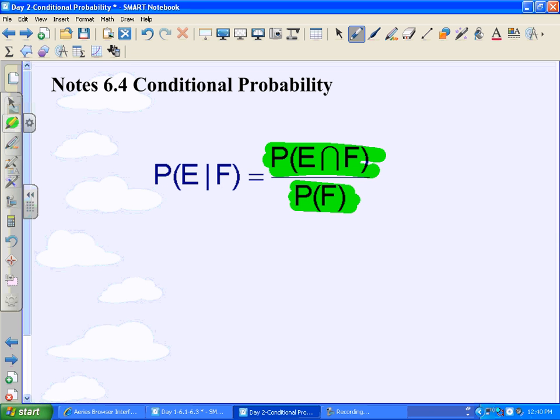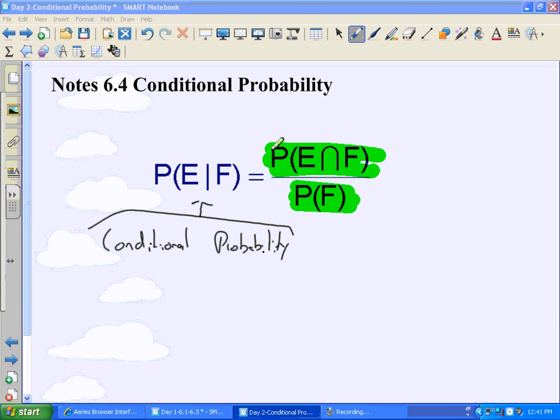Now, what I have on the left, that's different. You guys probably haven't seen anything like that before. This is called a conditional probability. And what it is, is that I'm telling you something specific about the problem. On the right-hand side is what we use to calculate it or how we find it.